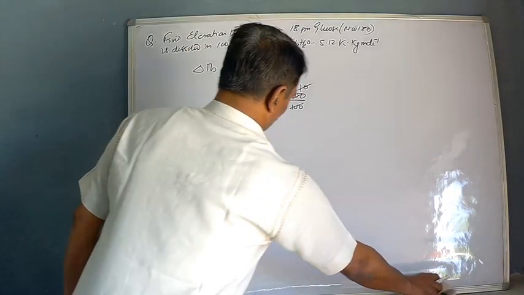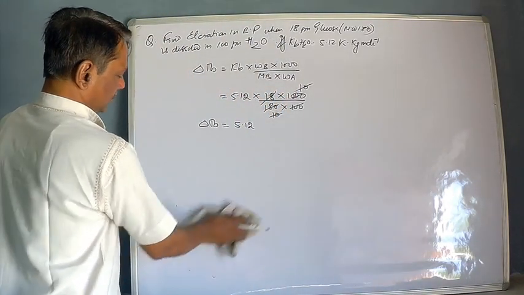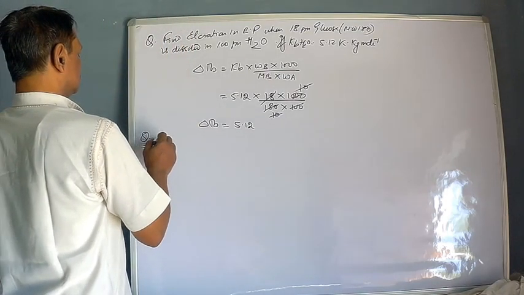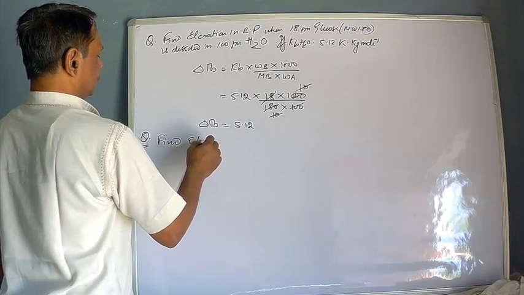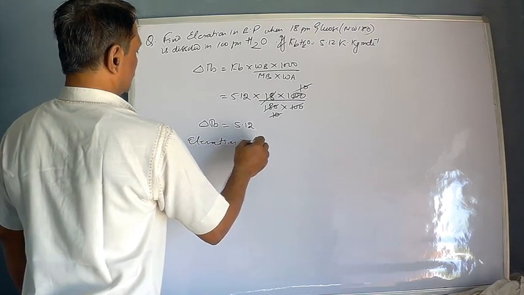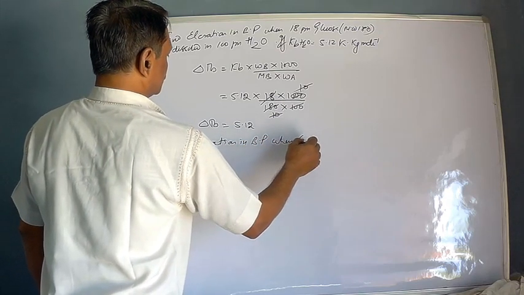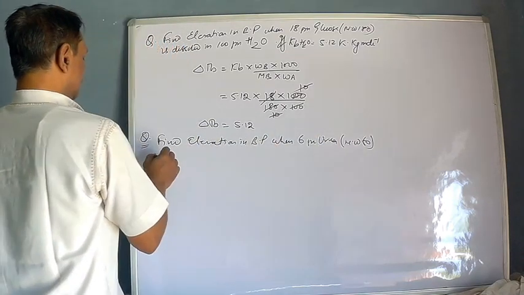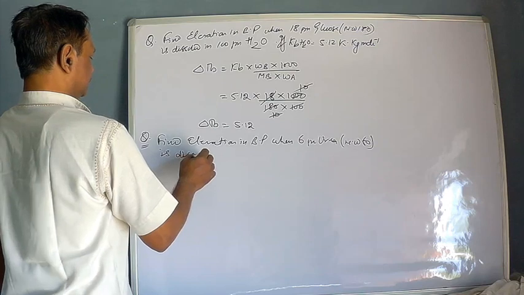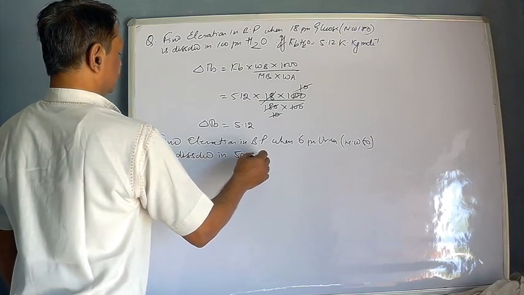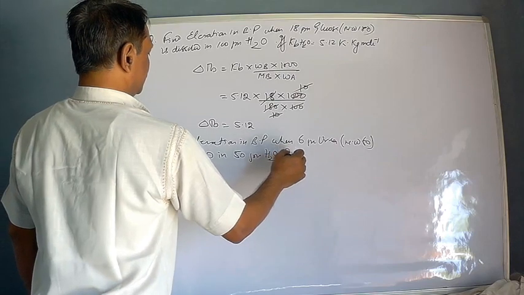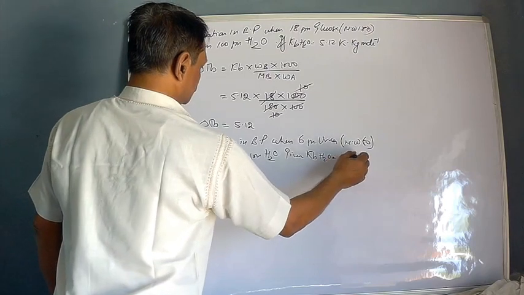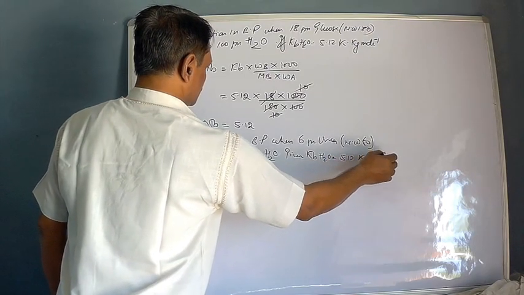So this way you can solve this numerical. Now write down your homework. I am going to give you 2 more numericals. You solve them at your home. Find the elevation in boiling point when 6 gram urea, molecular weight 60, is dissolved in 50 gram H2O. Given Kb of H2O, again the same value, 5.12 Kelvin kilogram mole inverse.